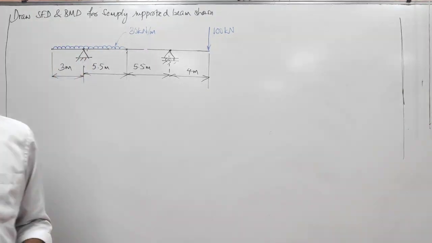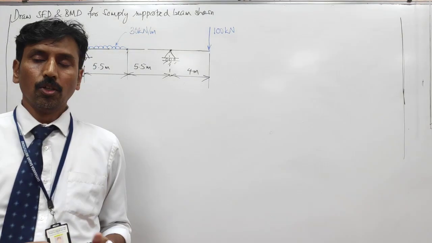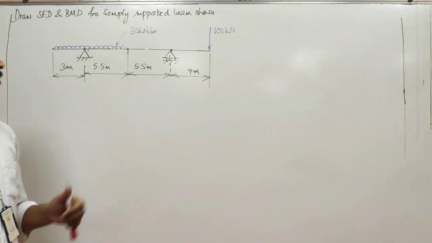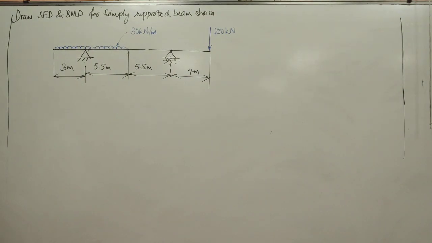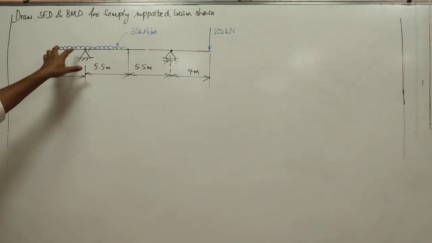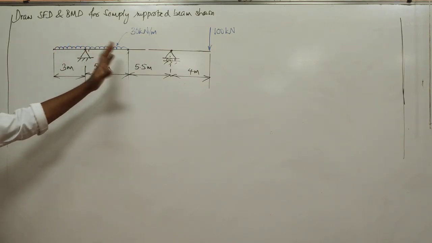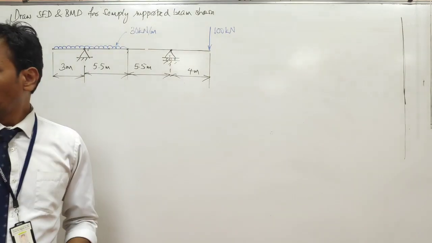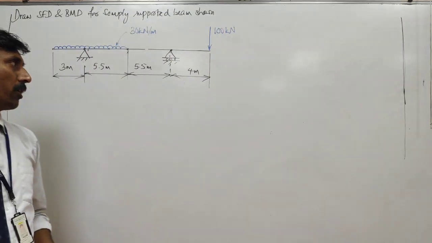Okay, today we will solve this numerical which is actually displayed on the board. Draw SFD and BMD for a simply supported beam shown. Basically, this is a double overhang simply supported beam where the beam has stretched beyond the supports. So this is a double overhang, and this is the way the numerical is given in the examination.